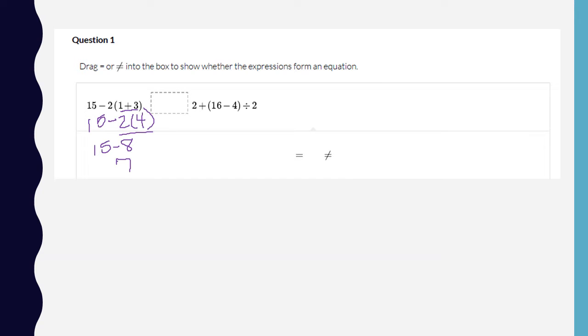Now we have to compare it to the right side. So I'm going to solve the right side. 16 minus 4 is 12. Now we have to do the division next. 12 divided by 2 is 6. 2 plus 6 is 8. So 7 and 8 are not equal.